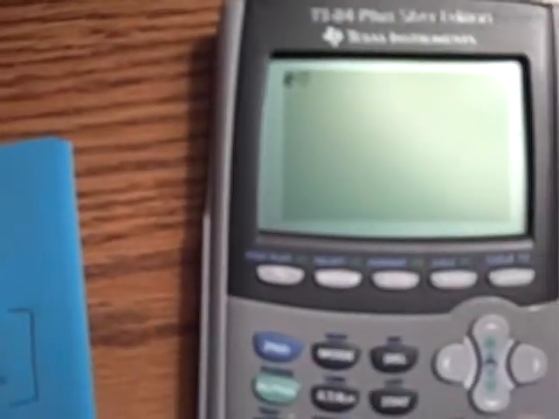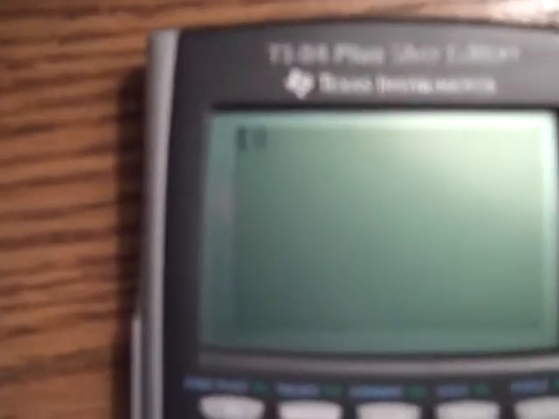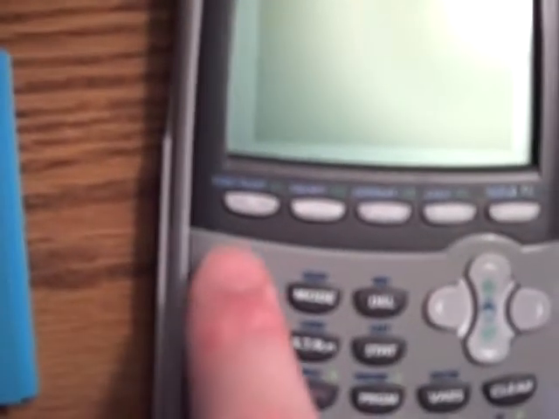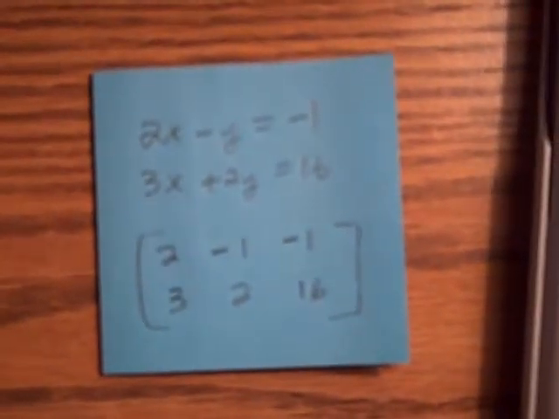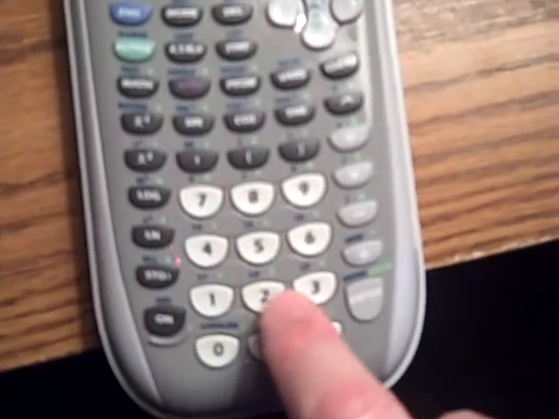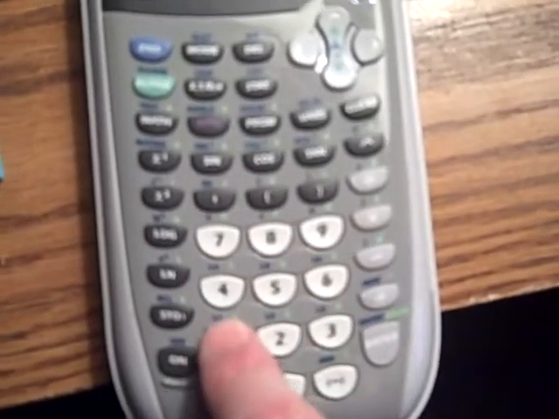And as you can see, there's a little box that opens. That opens the matrix. Now I'm going to open the row by pressing second times again. Now I have two little boxes, and I'm ready to enter the first row of our matrix. You enter the numbers, and you separate them with commas. So this is going to be 2, comma, -1, comma, -1 for our first row.